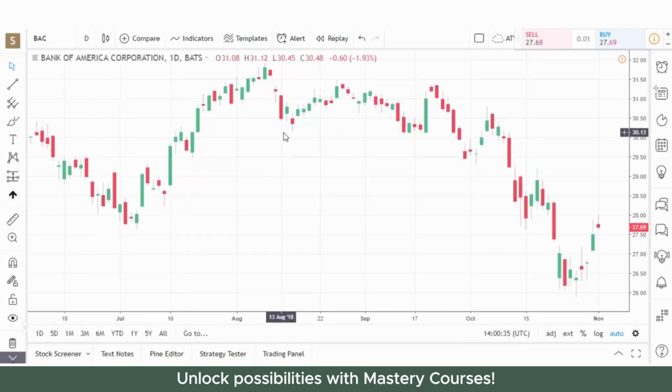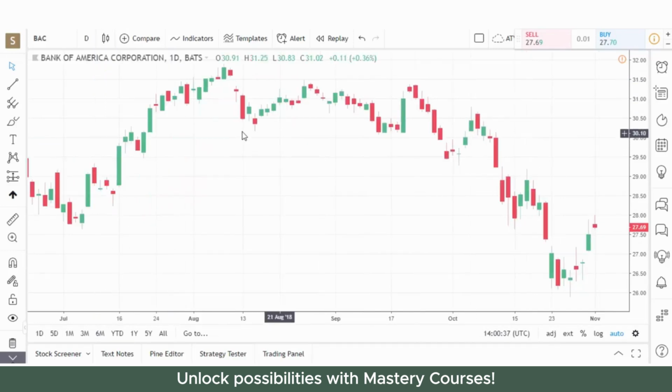And let's look at that same day on the candlestick chart. Here on August 13th, everything is the same, the open, high, low, and close. You can see there's a very small wick at the top, which represents where the high of the day was. A very small wick on the bottom. The stock opened at 31.08, as we said, and that's the top of the red body, and it closed at 30.48, which is the bottom of the red body.